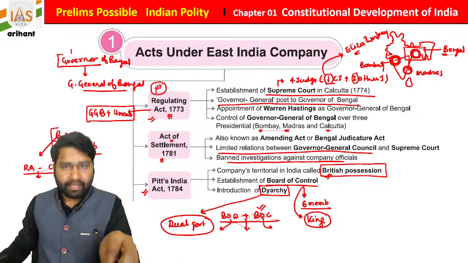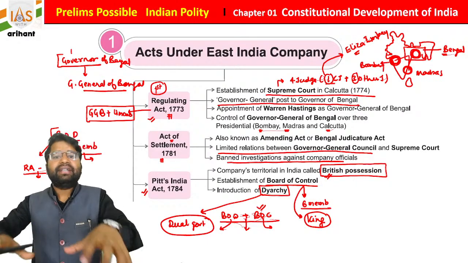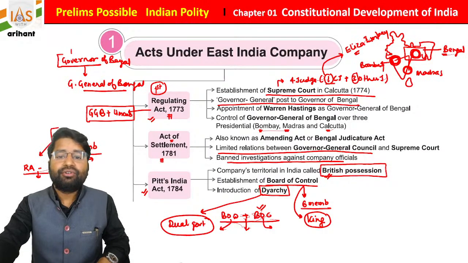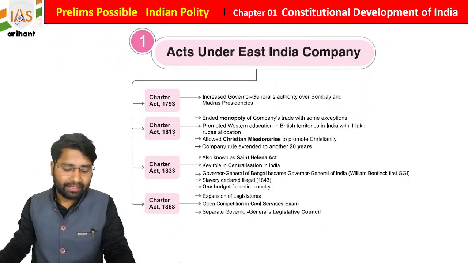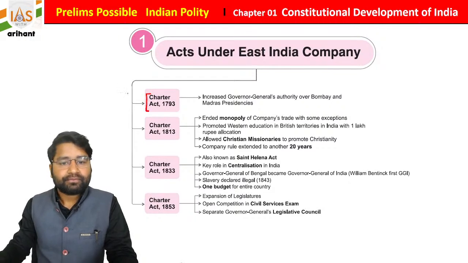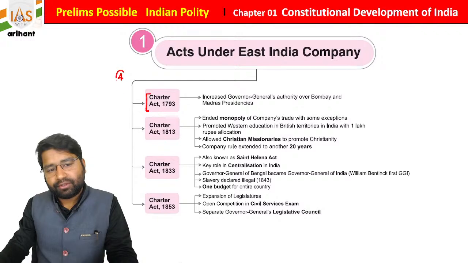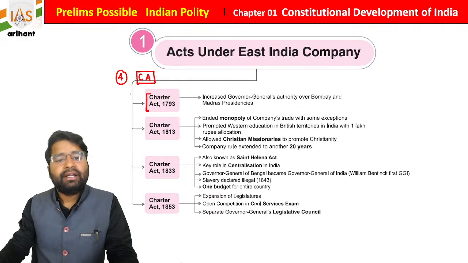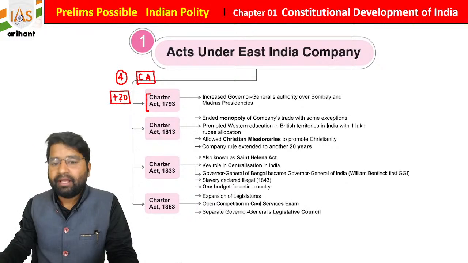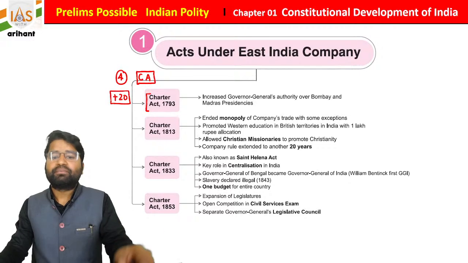After the Pitt's India Act, students, to create more control over the company as well as the Indian territory, they are going to introduce some acts, and those acts are considered the Charter Acts. So a total of 4 Charter Acts were introduced, 4 in number. I'm just writing here 4 CA, Charter Act, and it was introduced after every 20 years. And there were some provisions.